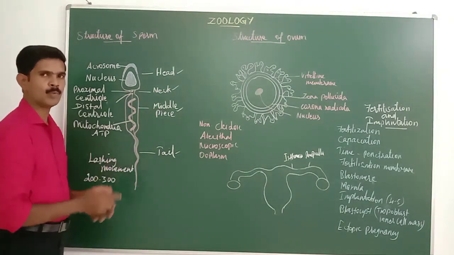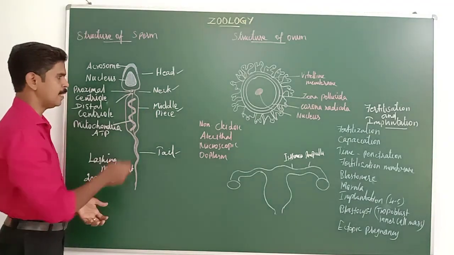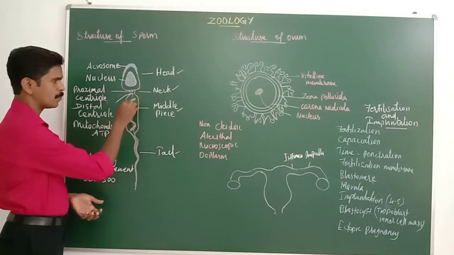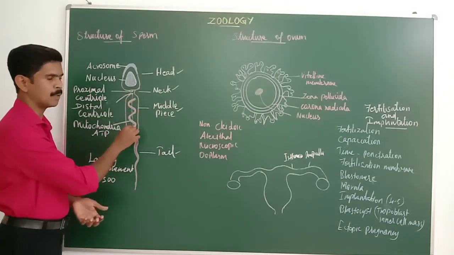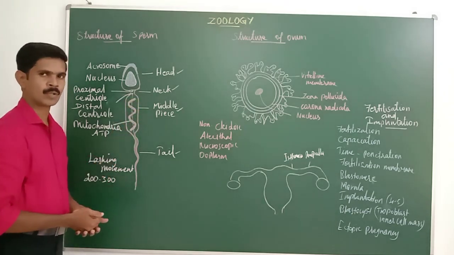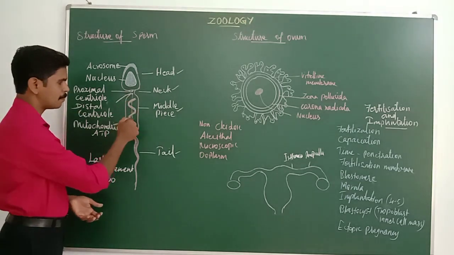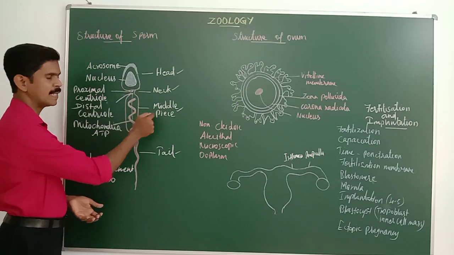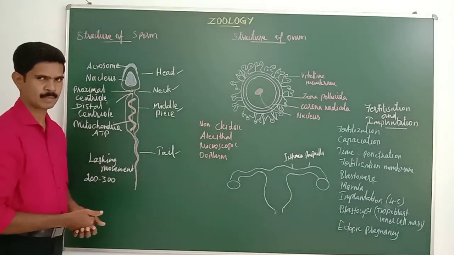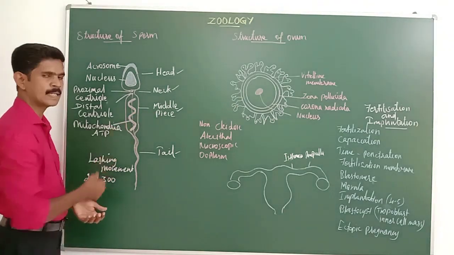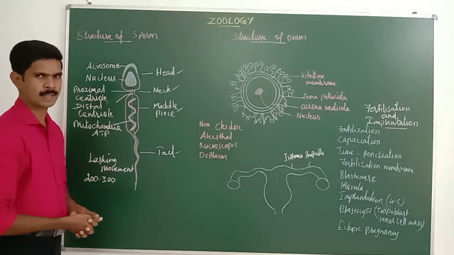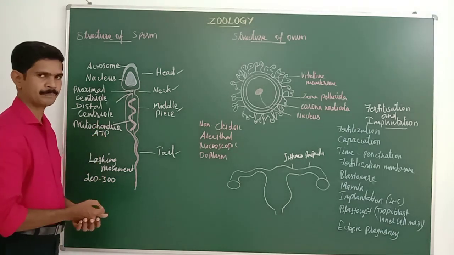Then the middle piece. Only one point about the middle piece. Inside the middle piece, one important cell organelle is present. The name of that organelle is mitochondria. A spiral-shaped, that means spring-shaped, mitochondria is present in the middle region of the sperm. Understand? So this mitochondria is called the mitochondrial spiral because it looks like a spring. Understand?